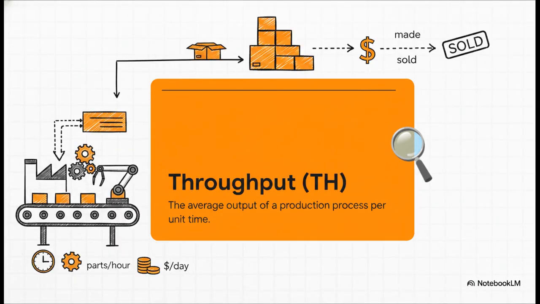Next, we have throughput, or TH. This measures the rate at which your system successfully pumps out output. And there's a really interesting distinction to make here. At the corporate level, throughput is usually defined as production that is sold. But let's be real, managers on the floor generally control what is made, not what the sales team actually sells. So for our purposes today, throughput is the average output per unit time. Think parts per hour or dollars of completed goods per day.